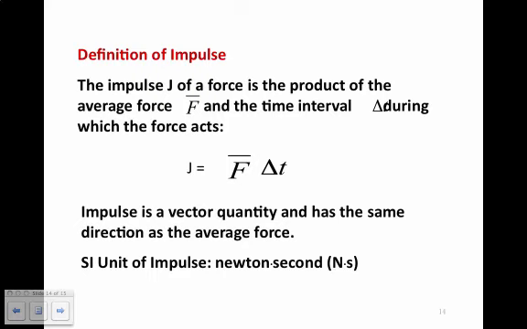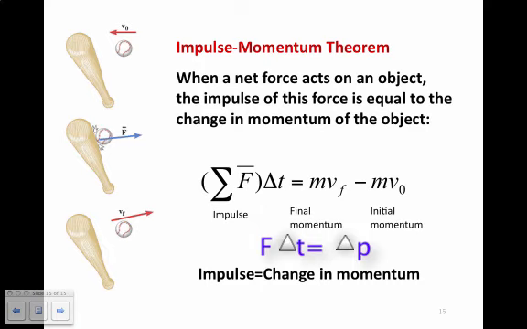Impulse is a vector quantity and has the same direction as the average force. For example, if the average force is headed to the east, impulse would also share the same direction. The unit for impulse is the same as momentum, Newton second. Because they share the same unit, you can also deduce that there is a relationship between impulse and momentum.